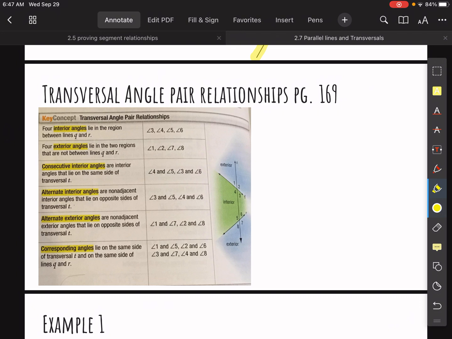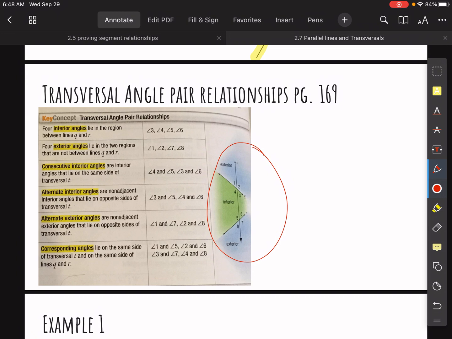Okay, so if you're making sense of this chart, and this chart's on page 169 in the current textbook, but section 2.7 should be right there in the beginning. So this chart shows you a bunch of these relationships, and it uses this picture right here to do that. Okay, so it says here that four interior angles lie in the region between lines Q and R.